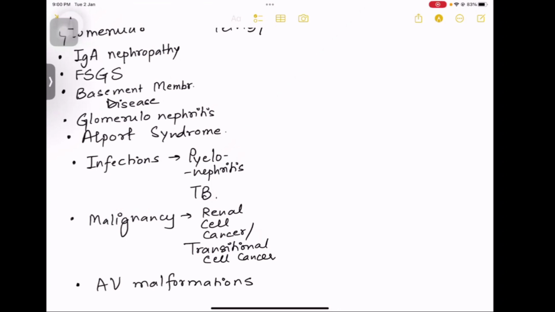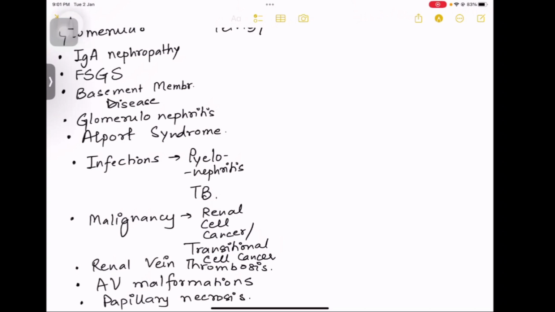Now, how will you remember the glomerular causes? For that you have the mnemonic vitamin CD. V is for venous or vascular lesions, that is renal vein thrombosis. I is for infections. It can be glomerulonephritis. It can be tuberculosis involving the glomerulus. Then T is for trauma. Vitamin A is for autoimmune conditions like IgA nephropathy, Alport syndrome.